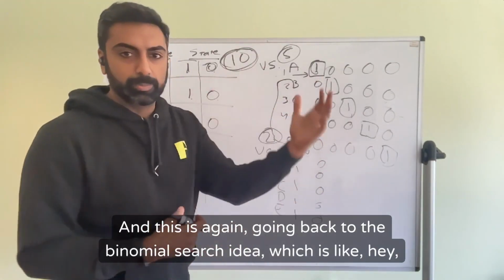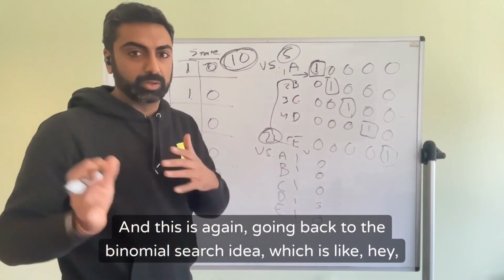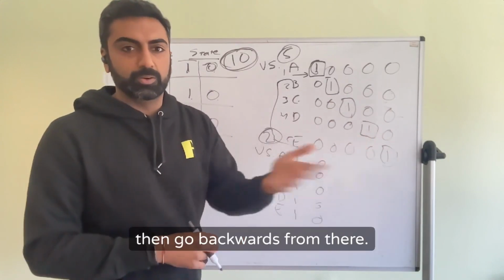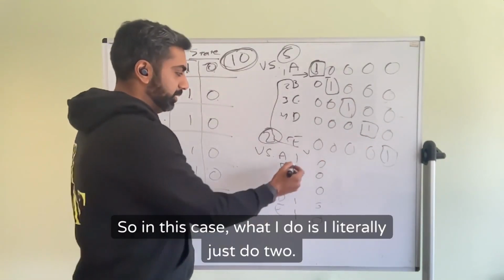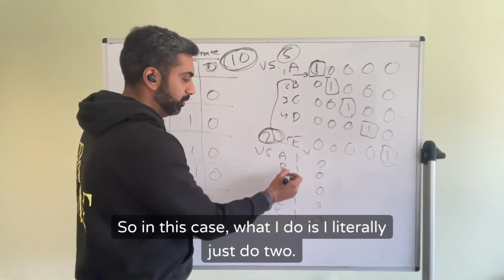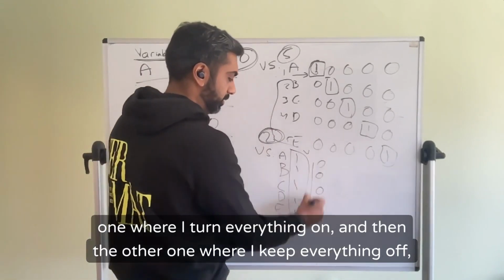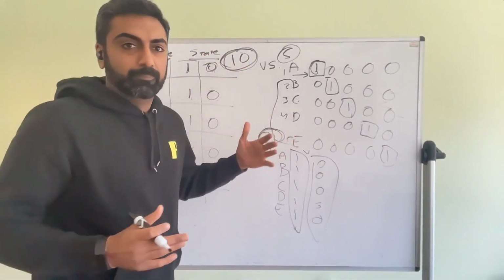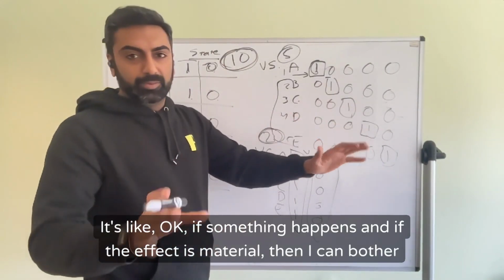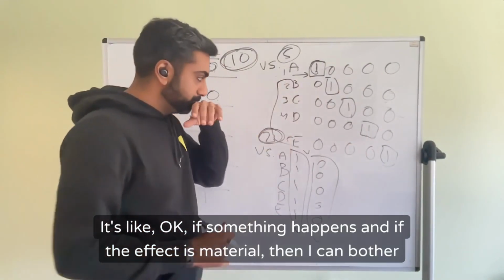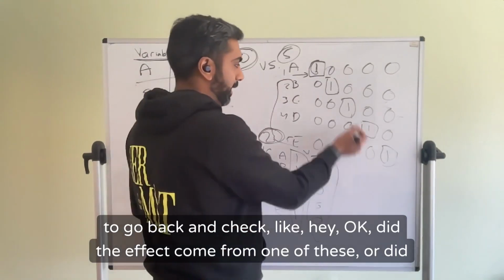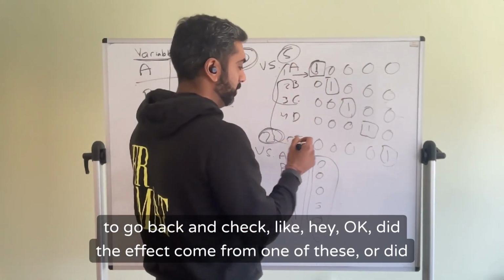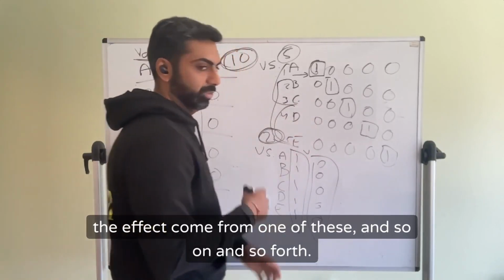And this is, again, going back to the binomial search idea, which is like, hey, just go all the way to the other extreme and see if there's any effect at all, and then go backwards from there. So in this case, what I do is I literally just do 2, one where I turn everything on, and then the other one where I keep everything off, and I just see if anything happens. And it's like, okay, if something happens, and if the effect is material, then I can bother to go back and check, hey, did the effect come from one of these, or did the effect come from one of these, and so on and so forth.